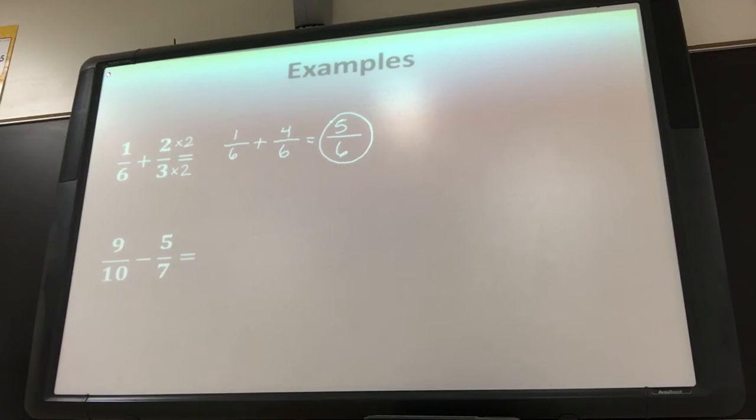Okay, so let's look at our next one. 9/10 minus 5 over 7. What would be a number that both 10 and 7 could multiply into?